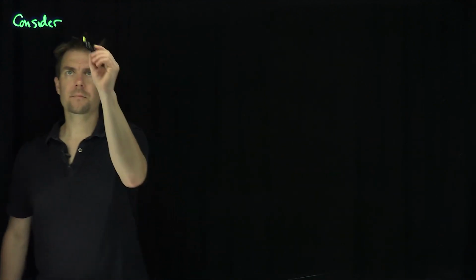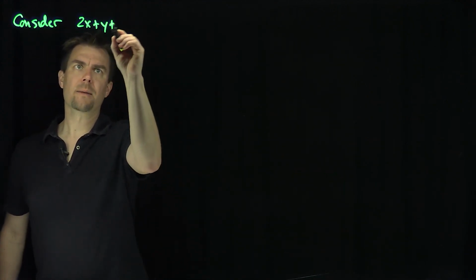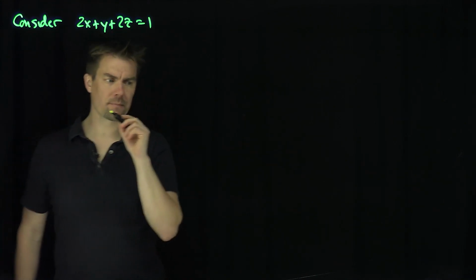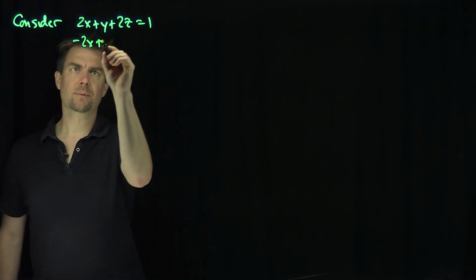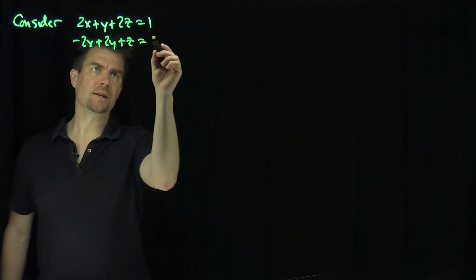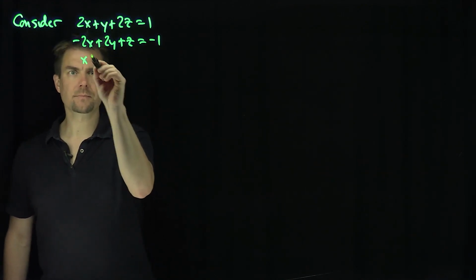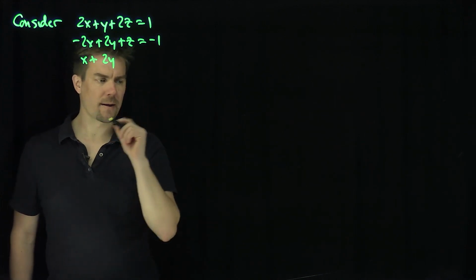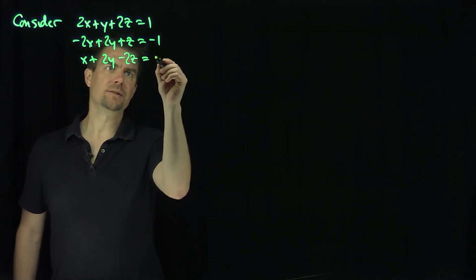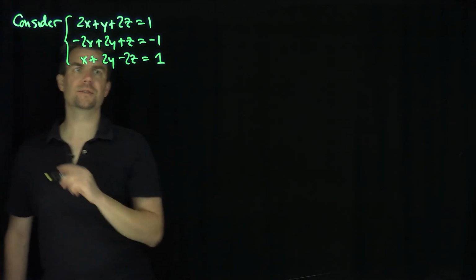Let's consider 2x plus y plus 2z is equal to 1. Then negative 2x plus 2y plus z is equal to, let's say, negative 1. And then finally, let's say x plus 2y minus 2z is equal to positive 1, right? So let's look at this system of equations over here.